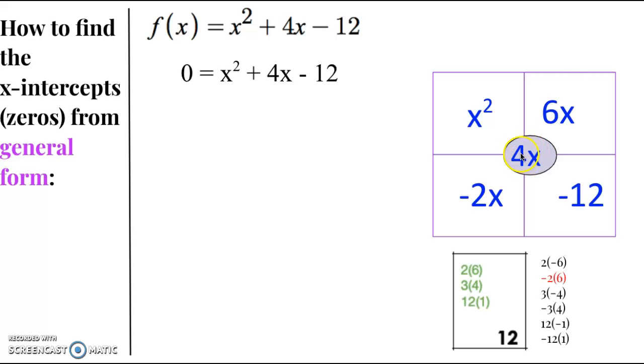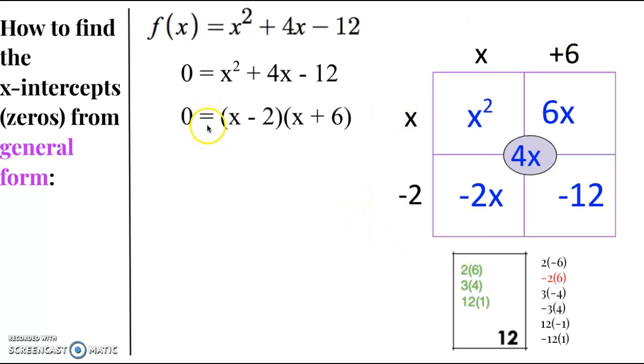And now we can work backwards to figure out the factors. On the outside, something times something is x squared. It has to be x times x. And then x times something is 6x. This number has to be a positive 6. X times something is negative 2x. It has to be a negative 2. And then we can check, is negative 2 times positive 6 negative 12? Yes, it is. So that means that these are our two factors.